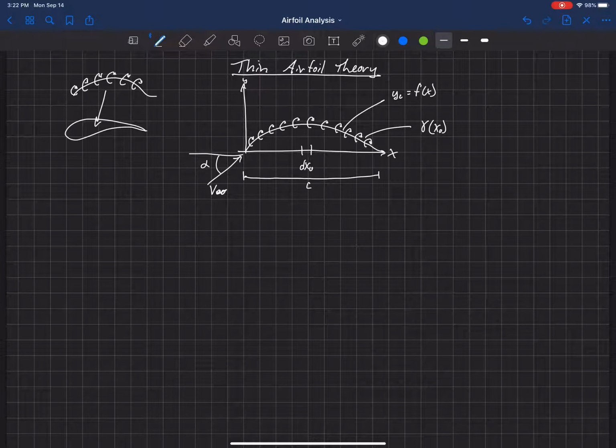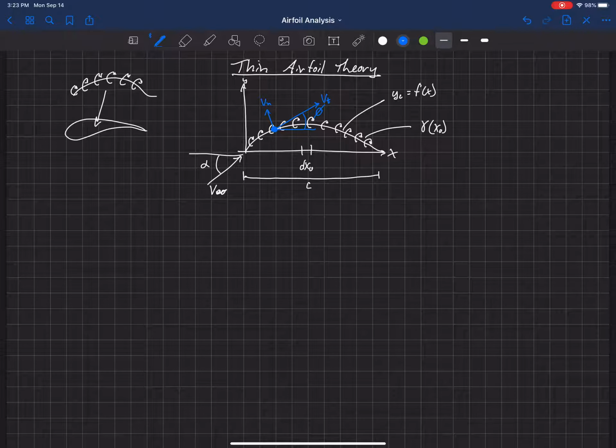Okay, so first thing we can do here is make some definitions about angles in this geometry. One thing to note is that at each point, the camber line makes an angle with the x-axis, and we're going to call that phi. And at that point, we've got a normal velocity and a tangential velocity. Okay, so we're looking at this point of interest here.